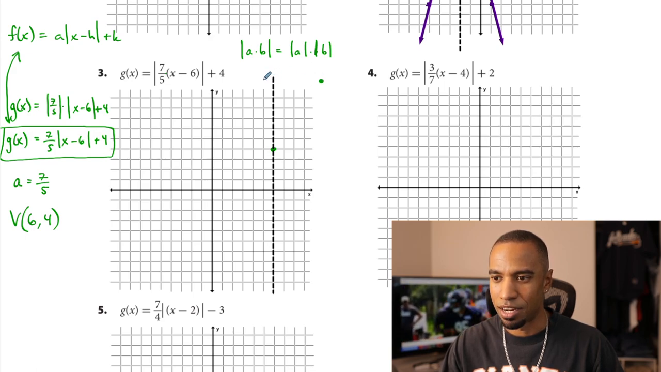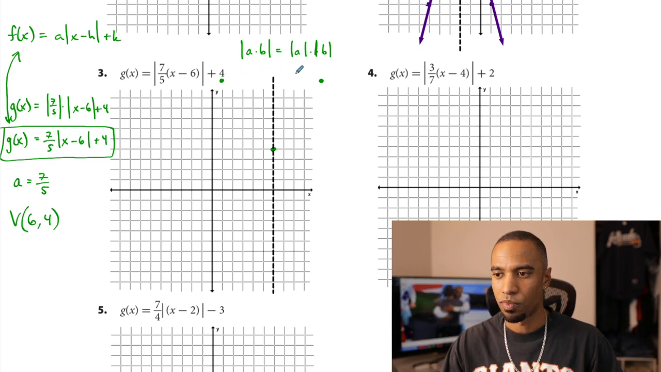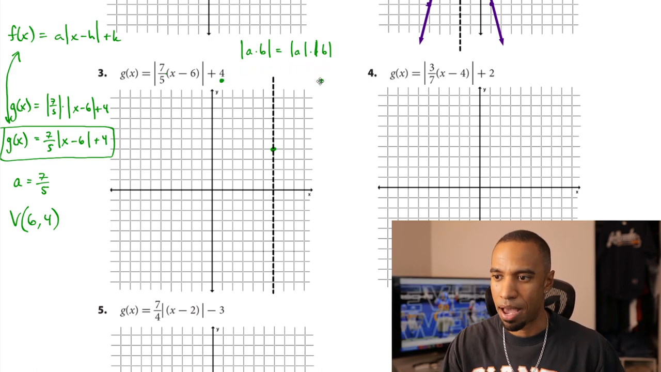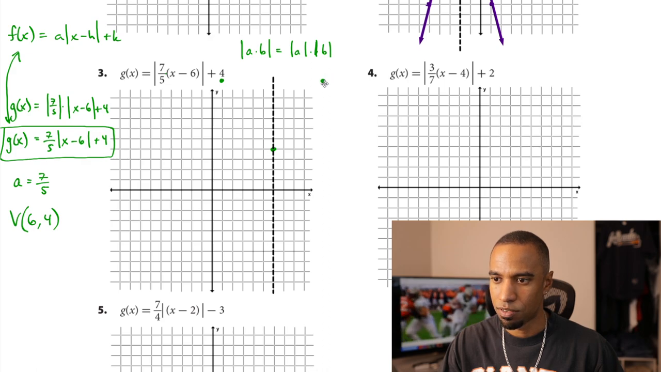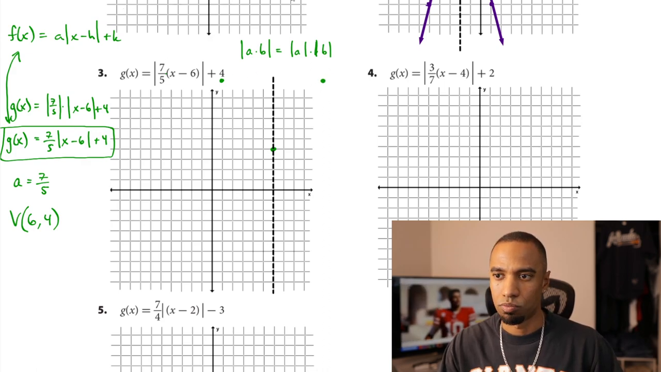And to the left side, 1, 2, 3, 4, 5. As long as I'm up 7, I go right and left the same amount. Looks like I might not have gotten just enough. There we go. And then, that's my graph.